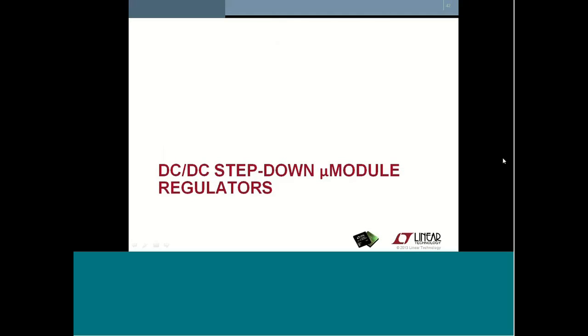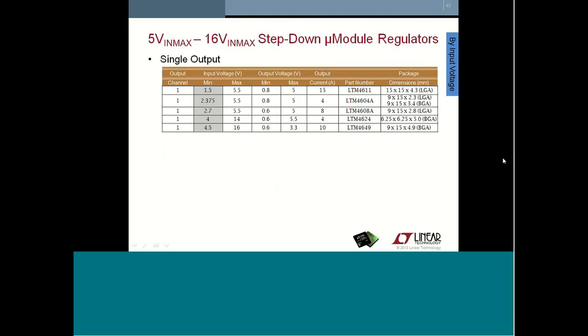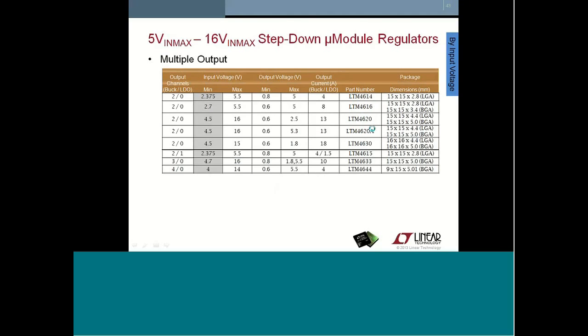In the family of step-down regulators, there are many more of them. I will go through just a couple of them. The voltage range between 5 volts and 16 volts, and just one output. You can see that the current on the outputs is really high, 10 or even 15 amps, depending on the type of the micromodule. We have also multi-output ones within the same range of the input voltage. And let's consider the last one in the table with 4 outputs.